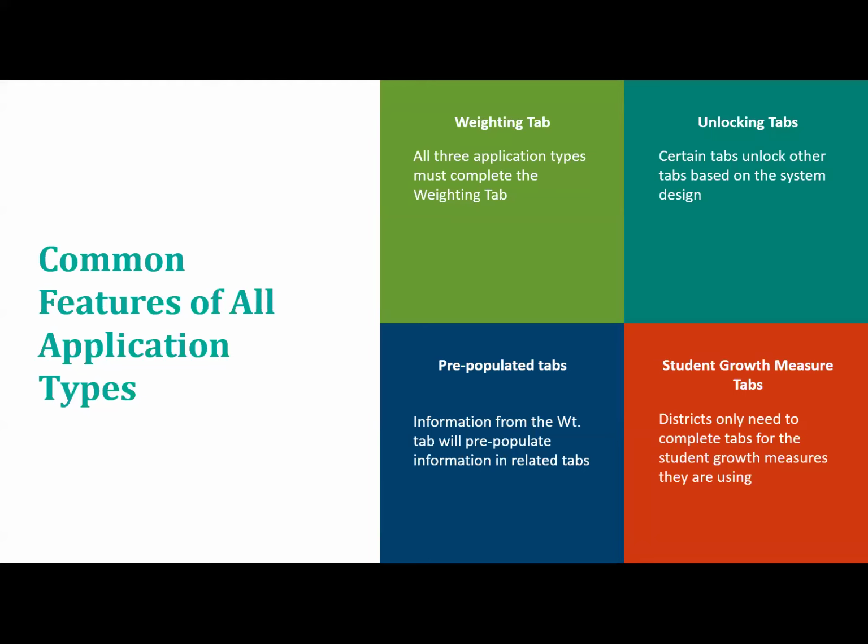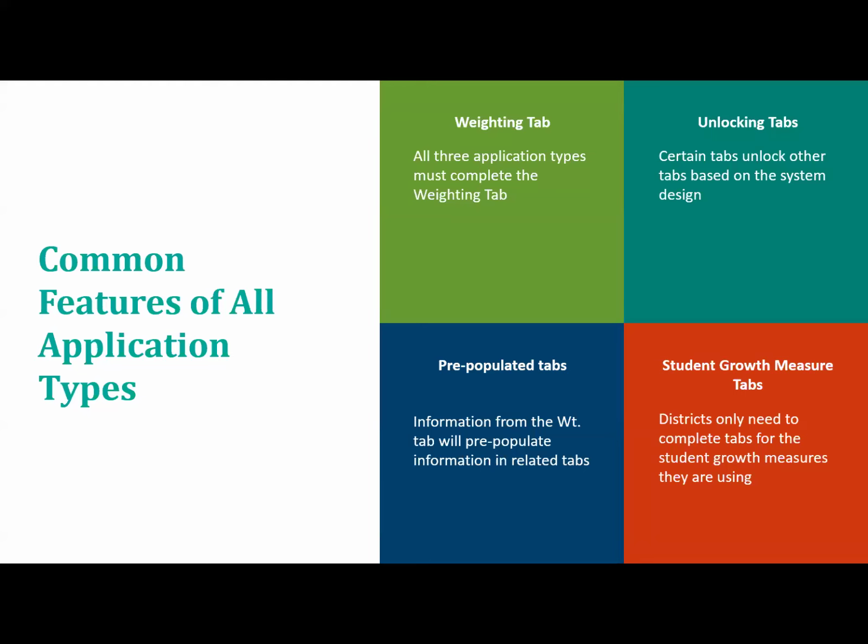They all have this feature of unlocking. Certain tabs will unlock other tabs. The idea behind that is that we don't want districts to have to complete tabs that aren't relevant to them. So if you're not using, for example, SLOs, then the SLO tab will be locked. You don't even have to touch it. In fact, you can't touch it even if you wanted to, unless you're using it. It just makes it a little simpler. So they all have that unlocking feature.